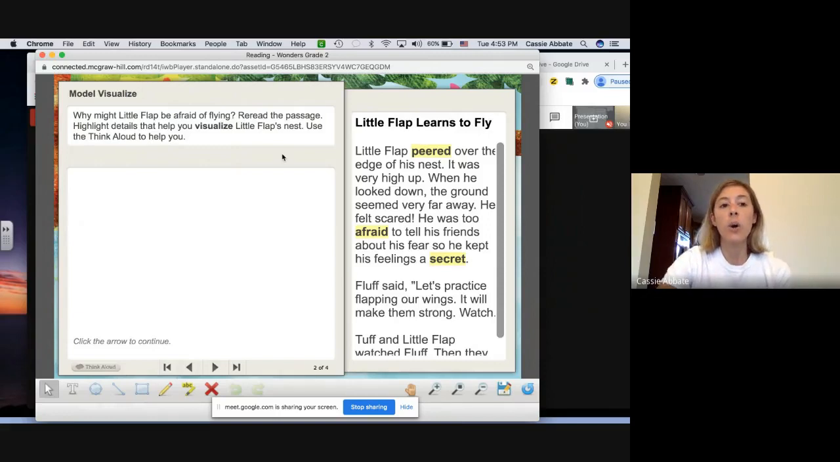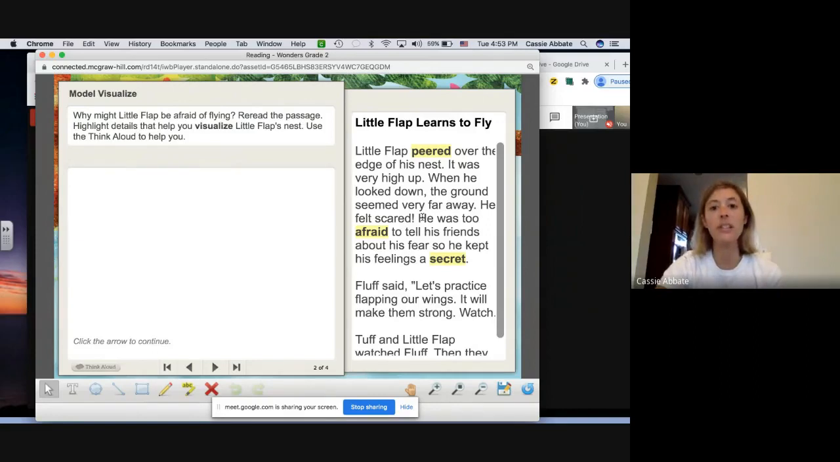All right, so again, our question is, why might Little Flap be afraid of flying? Now we're going to have to visualize what Little Flap's nest looks like to answer that question. Let's go ahead and reread the passage. Little Flap peered over the edge of his nest. It was very high up. When he looked down, the ground seemed very far away.